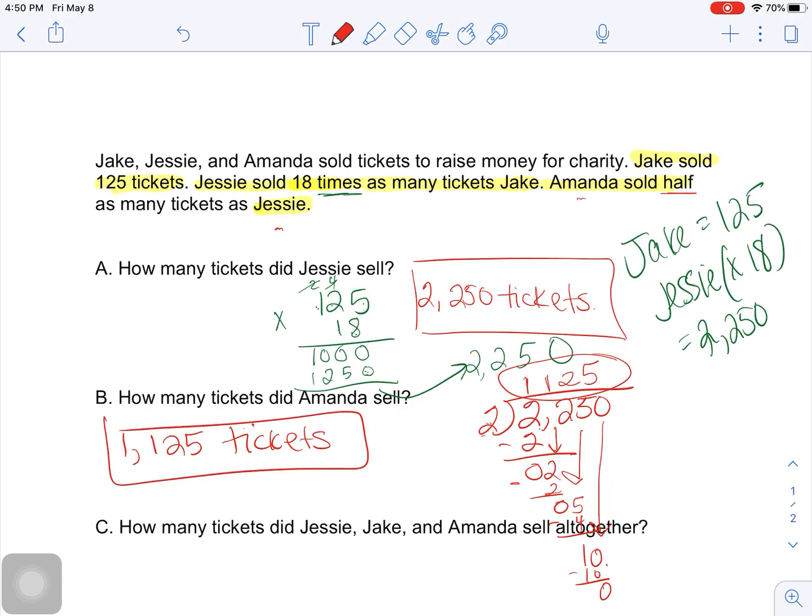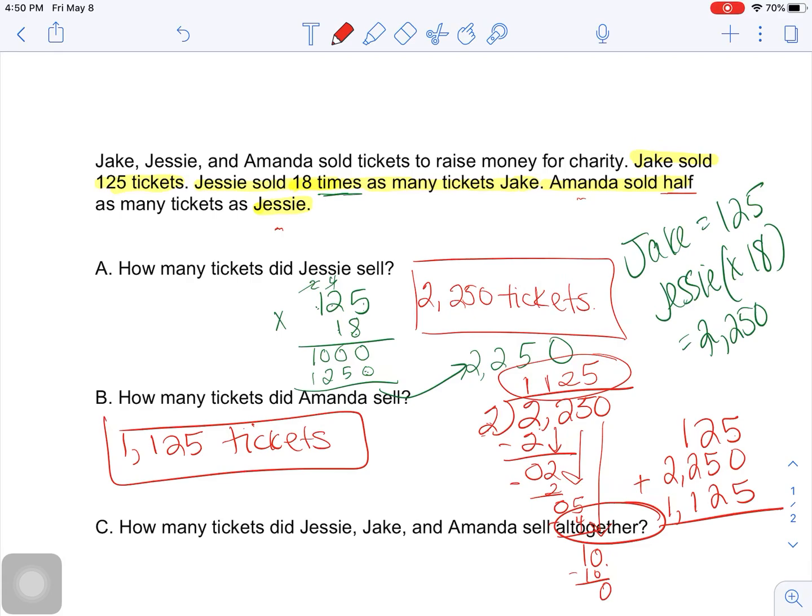Okay. And then I only have 4% left on my pencil battery, so hopefully I can get through this. But it says, how many tickets did Jessie, Jake, and Amanda sell all together? All together, that's one of the clue words. When we see all together, we know we need to what? Are you thinking add? Exactly. And now we can because we have numbers for everybody. We know that Jake sold 125. We know that Jessie sold 2,250. And we know that Amanda sold 1,125. Now, I'm going to add all these together at once, but typically I just pick 2 and then add those and then add the third one on.